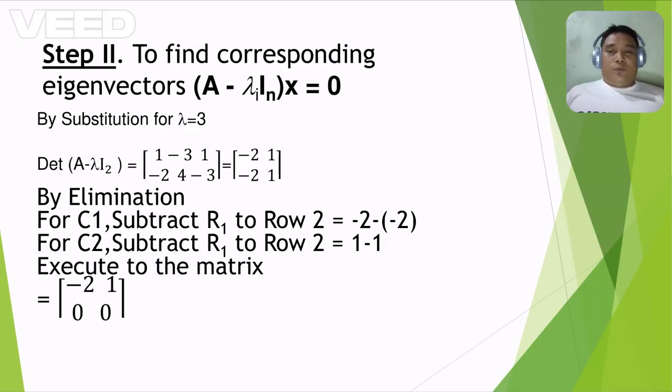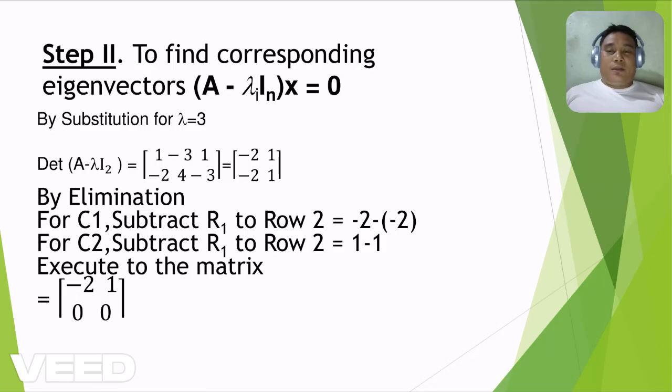Then for step 2, to find the corresponding eigenvectors, (A minus lambda I n) x equals 0. For lambda 3, by substitution, this is our original matrix minus the lambda. So we substitute 3. It will be [1 minus 3, 1; negative 2, 4 minus 3]. So we simplify, it will become [negative 2, 1; negative 2, 1].